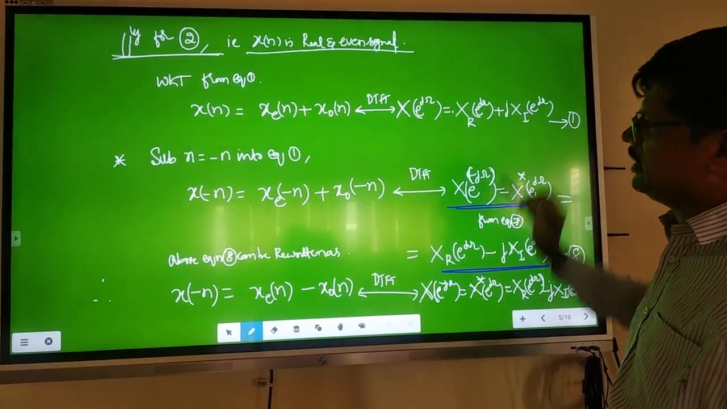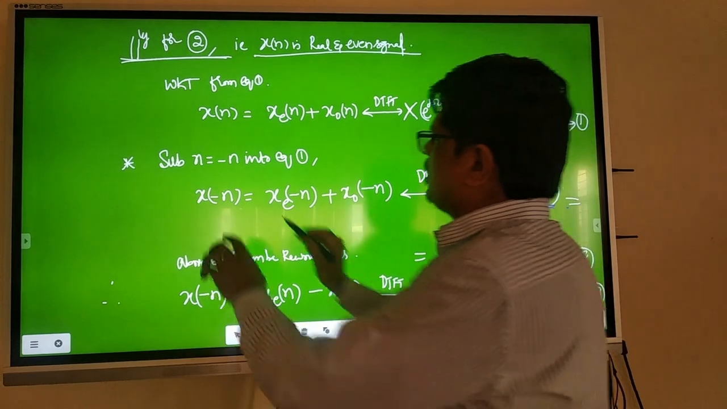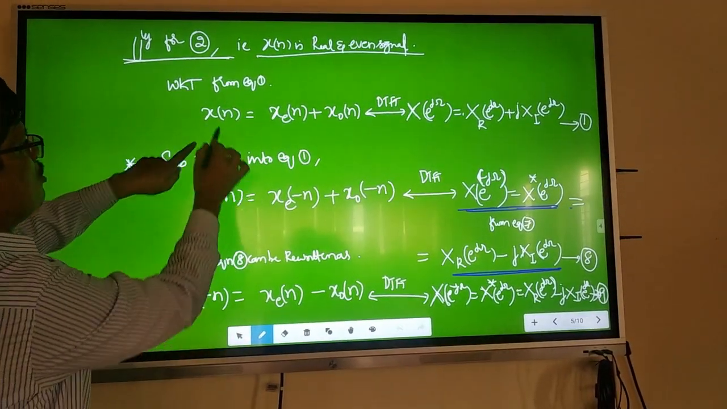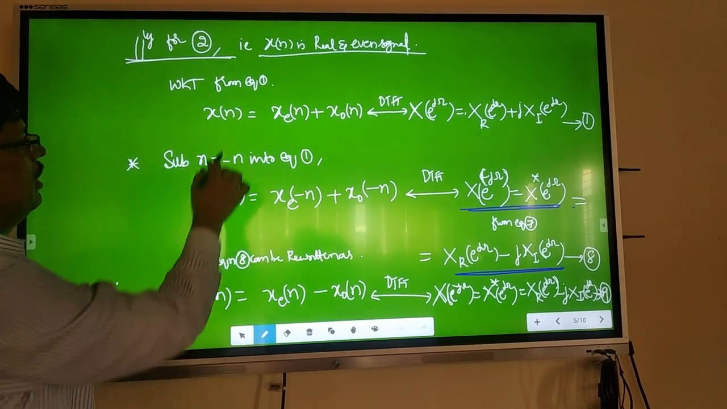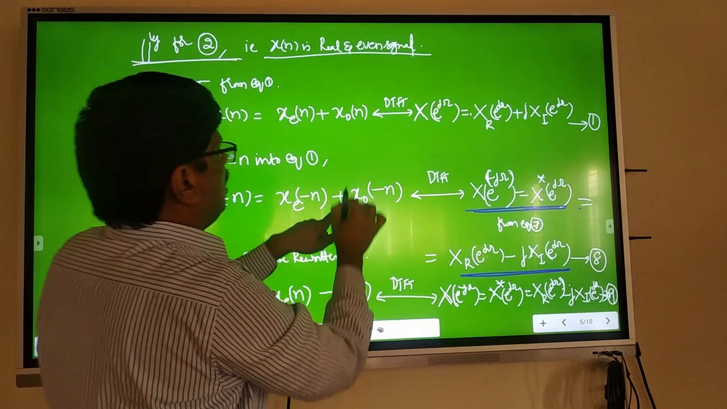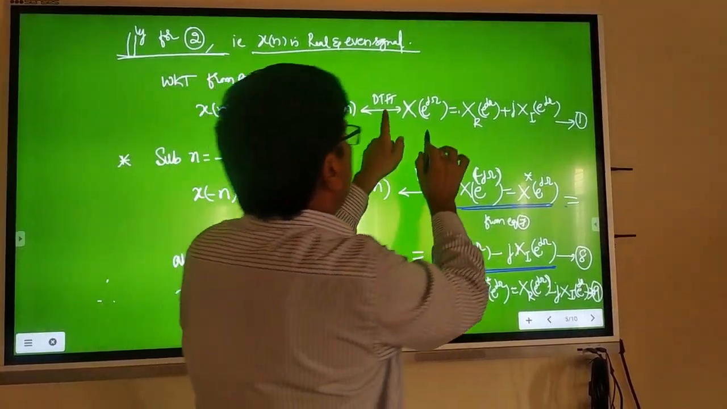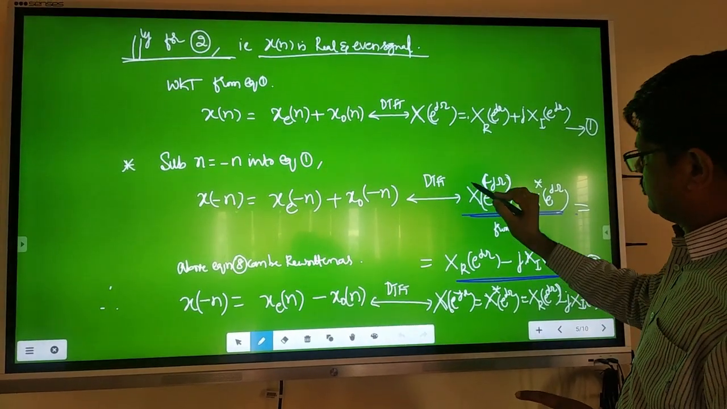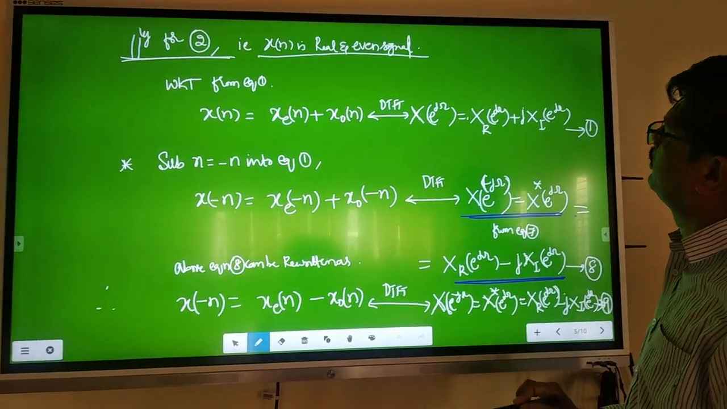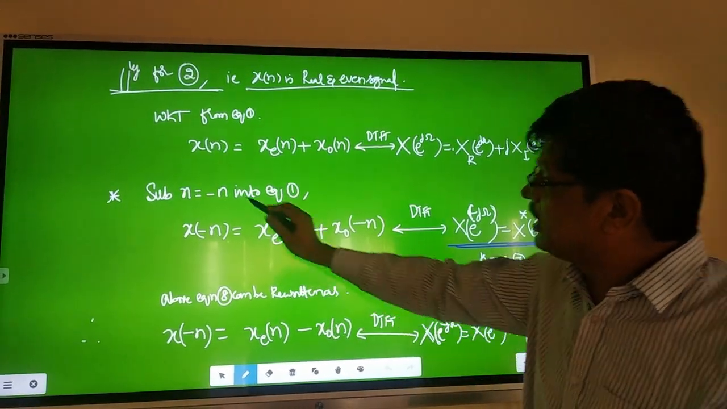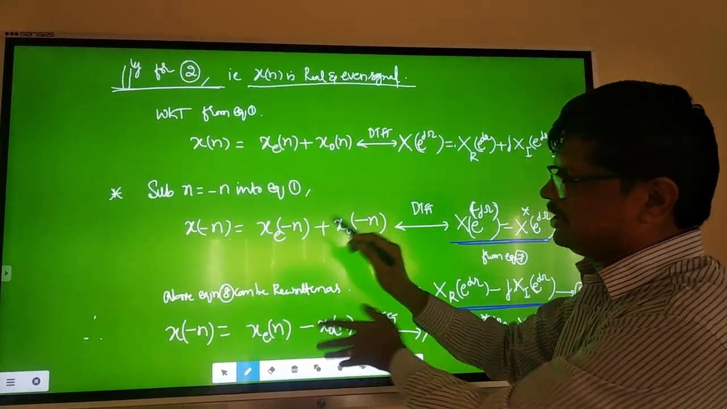What is that? In the frequency domain it is real plus imaginary. Now just substitute n is equal to minus 1 into this equation. You will get x_e of minus 1 plus x_o of minus 1, DTFT. X of e power j omega is nothing but the frequency domain, also x of e power minus j omega. Like this only, substitute n is equal to minus 1, minus n, into equation 1.